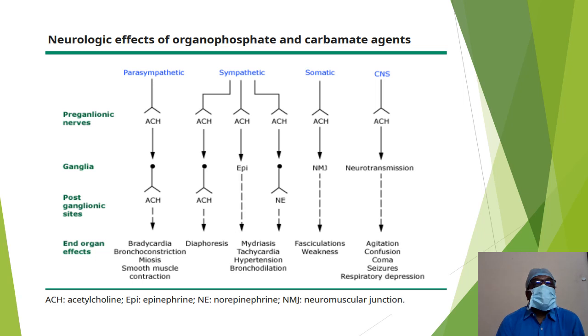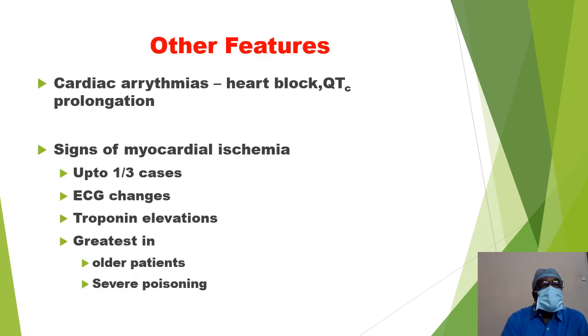So the end organ effects at the parasympathetic level are bradycardia, bronchoconstriction, miosis, and smooth muscle contraction, and at the sympathetic level mainly diaphoresis, mydriasis, tachycardia, hypertension, and bronchodilation, and somatic effects are fasciculations and weakness. Coming to CNS effects, as already described: agitation, confusion, coma, seizures, and respiratory depression.